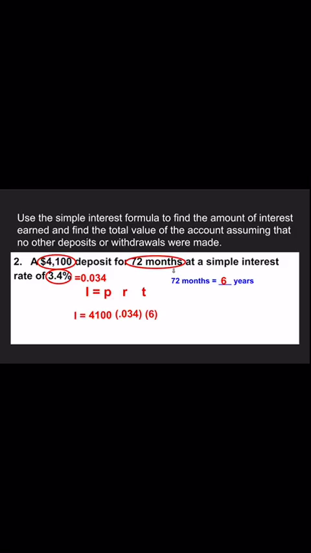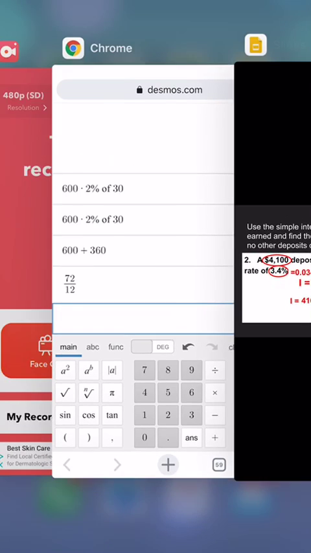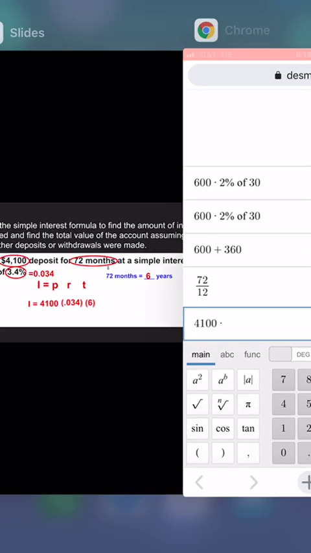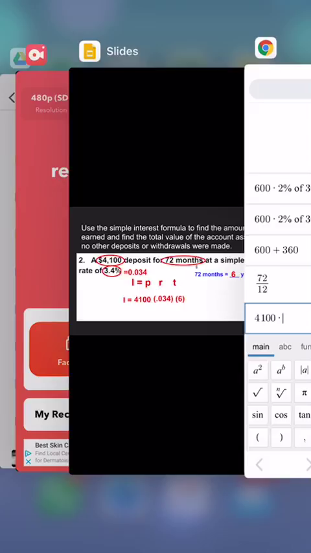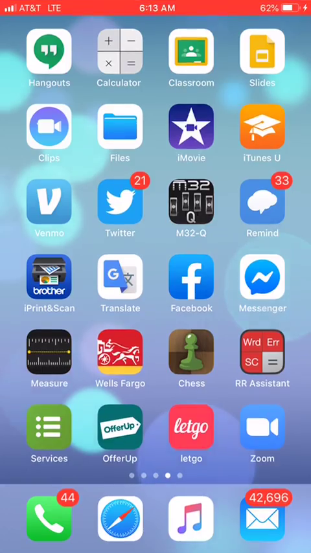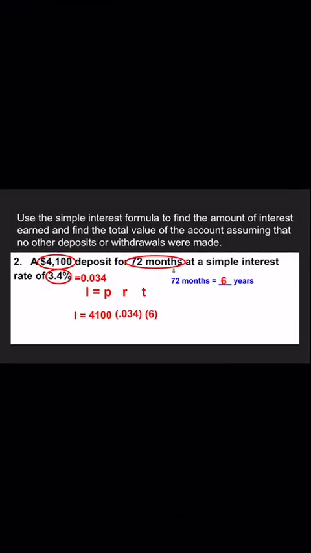But 4,100 times 3.4% times 6. And I'm going to put that into my calculator. 4,100 times, come right here, 3.4%. Okay, oh, sorry. 6 years.